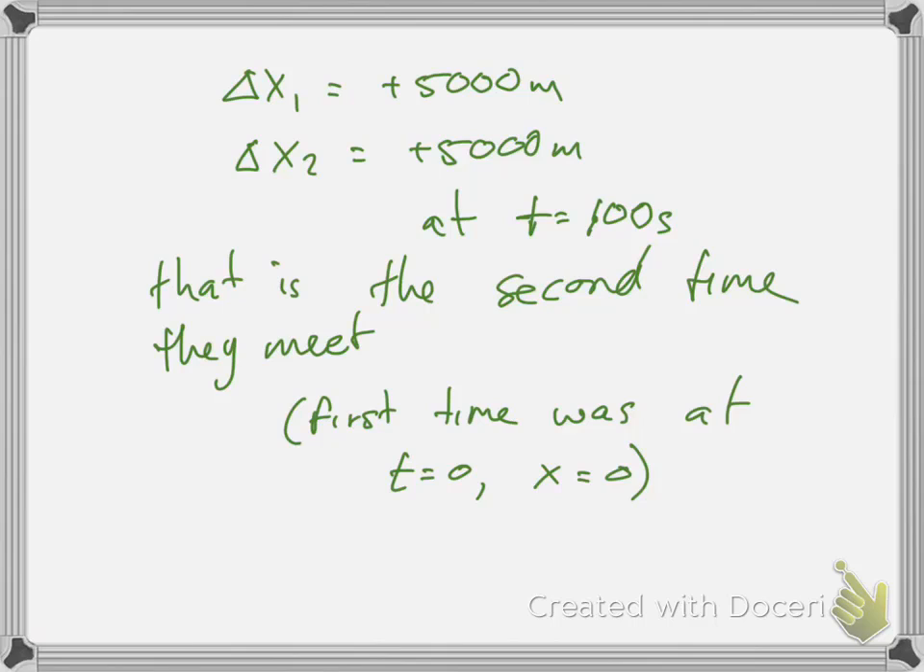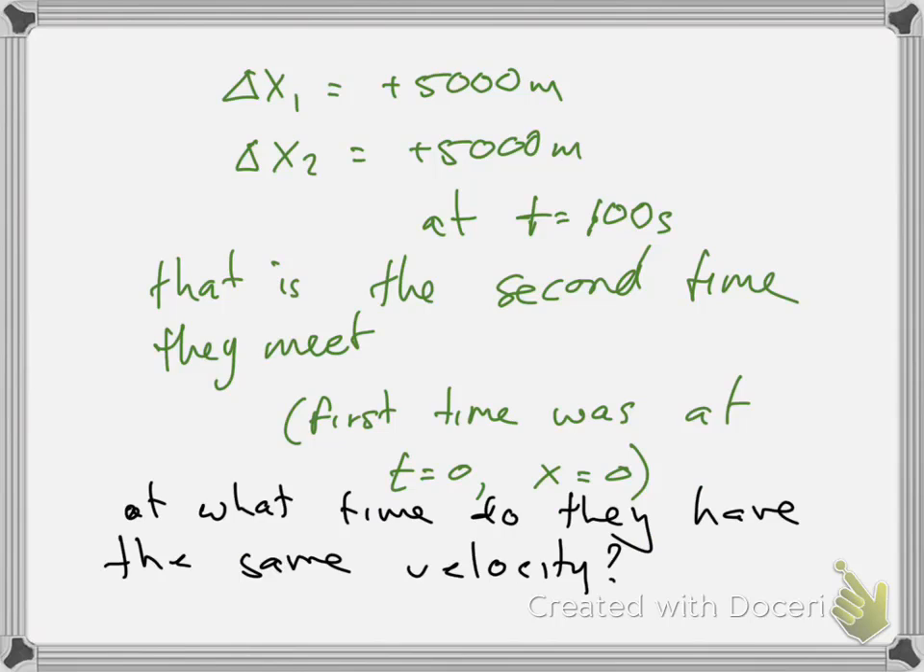If I wanted to, I could ask another question, which was the original question: at what time do they have the same velocity? That was the clicker question when we did this. In order to answer that question, what do you think you'd do? There's a couple things you could do. You could look at the graphs and understand that given the constant acceleration motion it's got to be halfway between, so it should be 50 seconds.